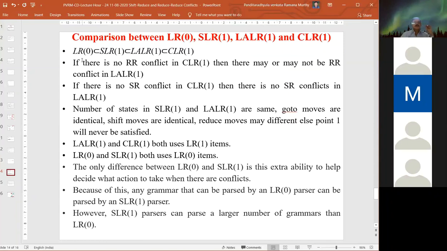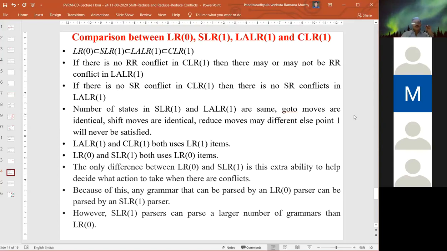LR0 is a part of SLR1, LALR1, and CLR1. If there is no RR conflict in CLR1, then there will not be any RR conflict in the LALR also. If there is no SR conflict in CLR1, then there is no SR conflict in LALR1 also. The number of states in SLR and LALR are the same.